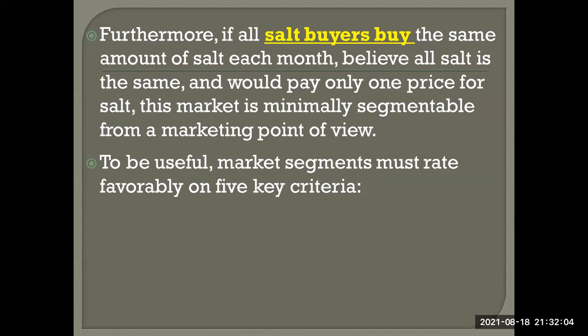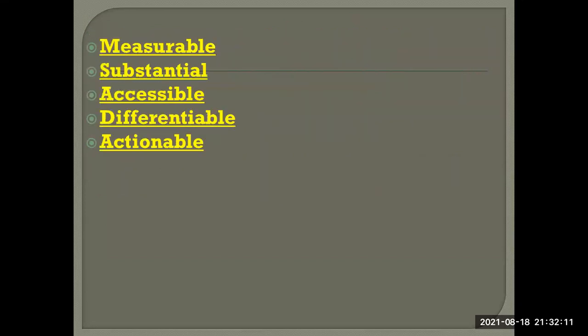To be useful, market segments must rate favorably on five key criteria. The segment must be the one we are going to select, the group of people we are going to focus on, when we divide the entire population into segments. That segment must be measurable, substantial, accessible, differentiable, and actionable.